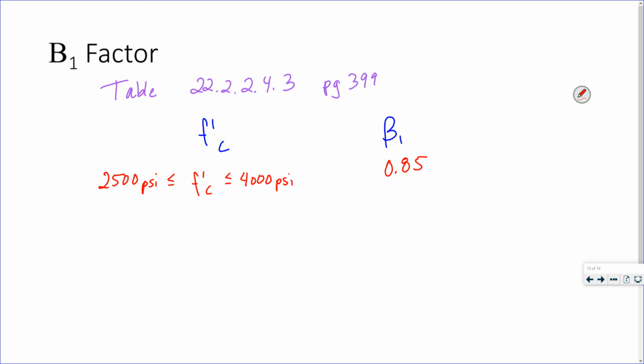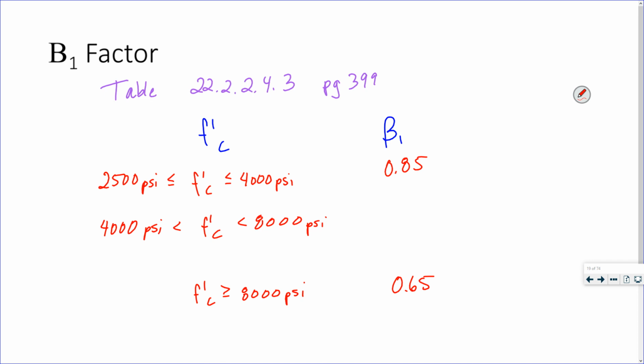As you increase your F prime C, you decrease it. Well, that can't be right. Let's look at it this way. F prime C, if you're greater than 8,000, you have a beta 1 of 0.65, and if you're in between, you interpolate.